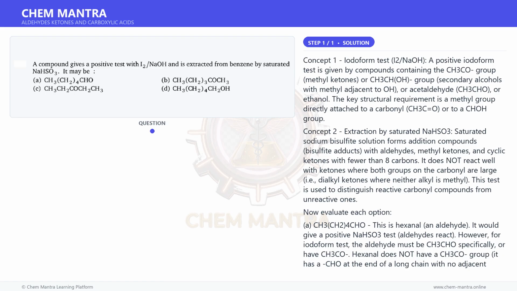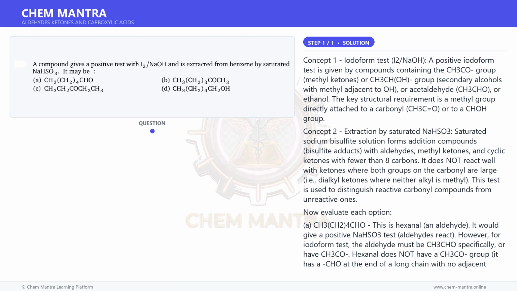C. CH3CH2COCH2CH3. This is 3-pentanone, diethyl ketone. It does not have a CH3CO group. Both sides of the carbonyl are ethyl groups, so it fails the iodoform test. Also, diethyl ketone is a symmetric dialkyl ketone and does not react well with NaHSO3, borderline, but primarily it fails iodoform. Eliminated.